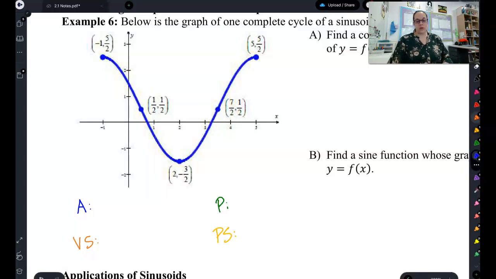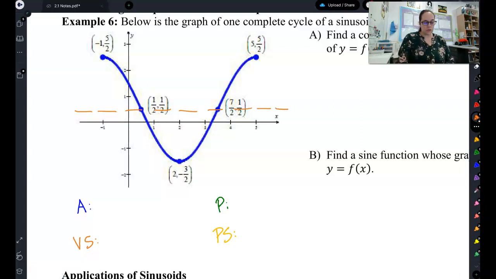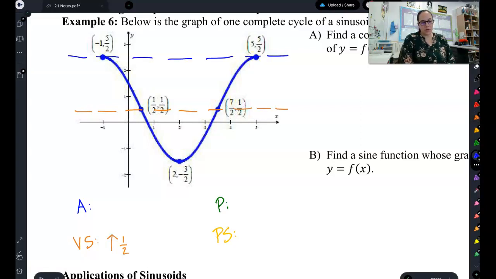And we're going to list where each of these things are. So the vertical shift is where the middle of the graph goes. So there's my orange dashed line. So it looks like my vertical shift was up 1/2. That's how far that orange line moved up. Now that I know where my center is, I can look at my amplitude, where the top and the bottom are. So it looks like up to the top is 2 units, and down to the bottom is also 2 units. So our amplitude is up 2, down 2 from that vertical shift line.